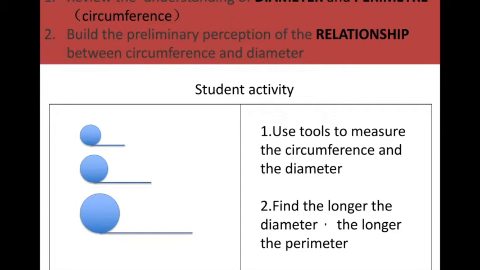The aim of part 1 is 1. Review the understanding of diameter and perimeter. 2. Build the preliminary perception of the relationship between circumference and diameter.